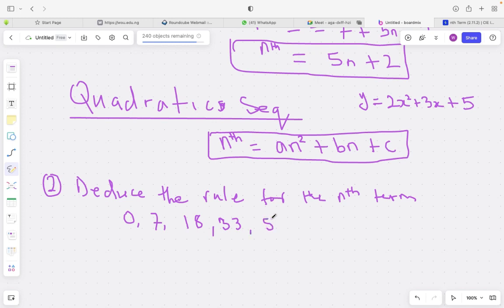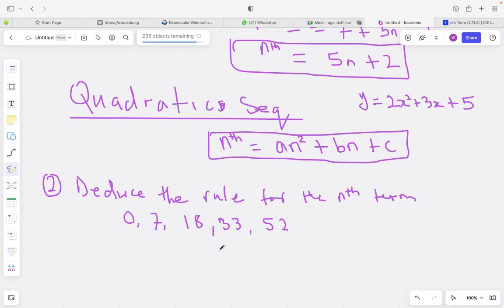We'll be given this sequence, and they say we should find the nth term of this sequence. When you look at it, if you find the first difference, you will see that it is not the same. The difference between the second and the first is 7, but the difference between this and this is not 7, it's 11. And the difference between the fourth and the third is also not the same, it's not 11 either.